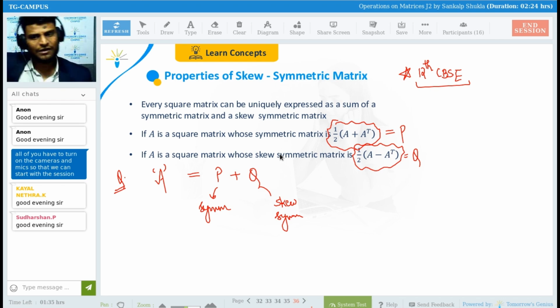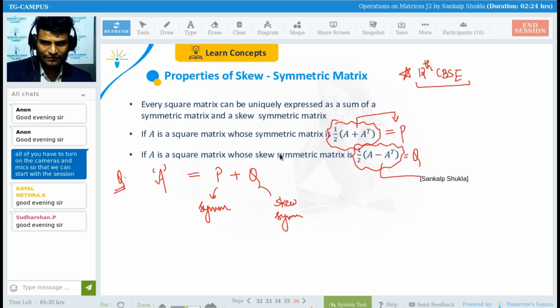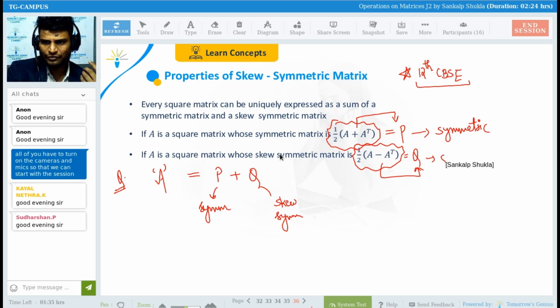Now how do you apply the formula? A matrix will be given to you by the question. You have to take the transpose of that first. Then just add the two matrices, so A plus A transpose, and take the half. Whatever the result, that is called P. Then take the difference of the two matrices and again halve it. That will give you Q. Ultimately, P will be symmetric only and Q will be skew symmetric only.